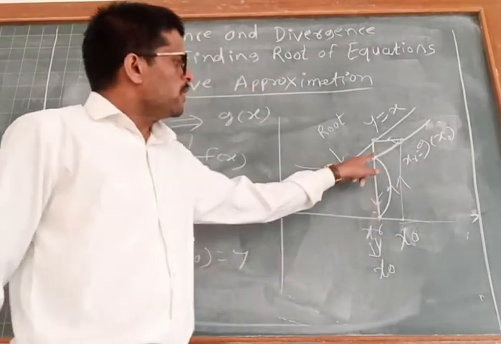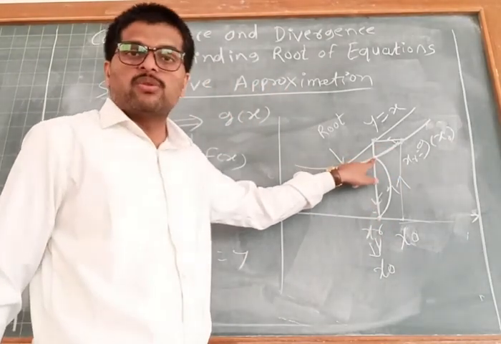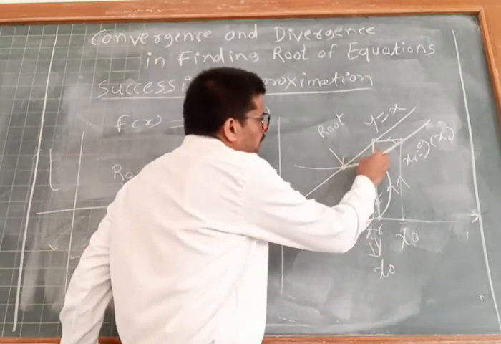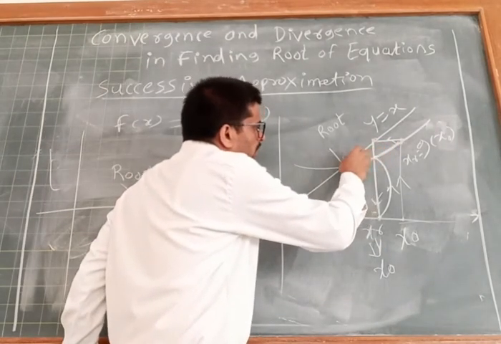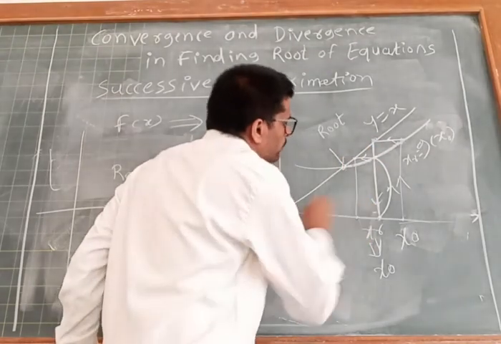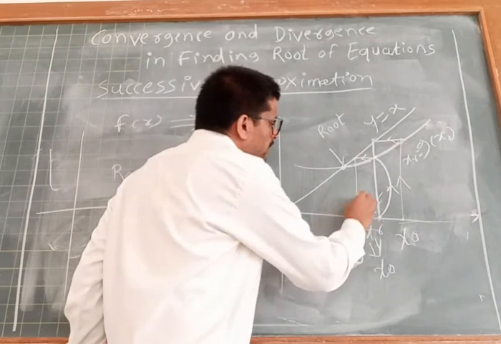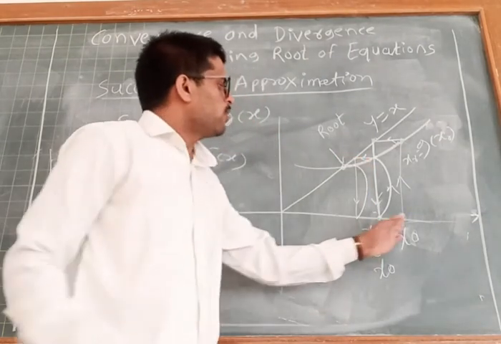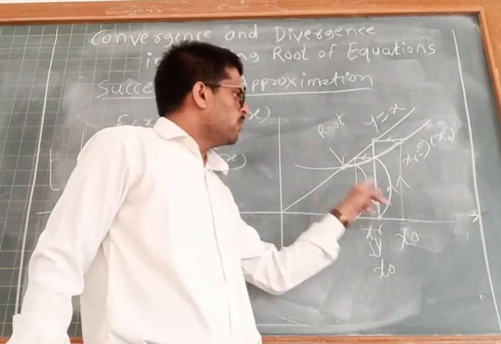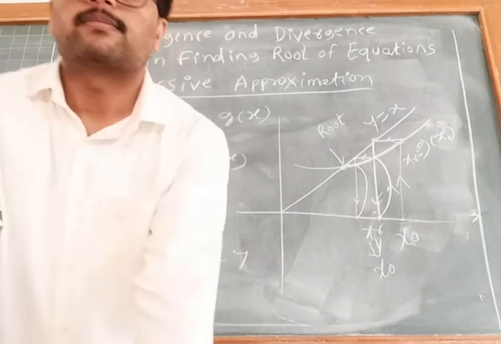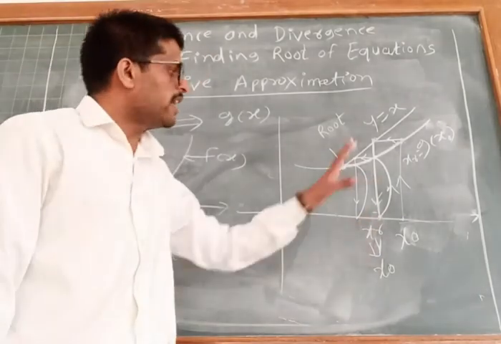So from this point we will get g of x0. Okay. So similar to this, again we have to transfer this point on y is equal to x line. And this will be the new value. So again from this point we will get a new point. So in this way, from this initial case, we will move towards the root, towards the answer. So this is the convergence case. This is the convergence. Again, I am repeating.